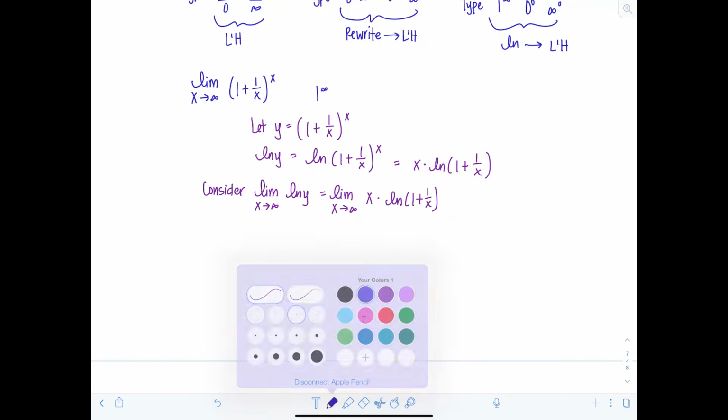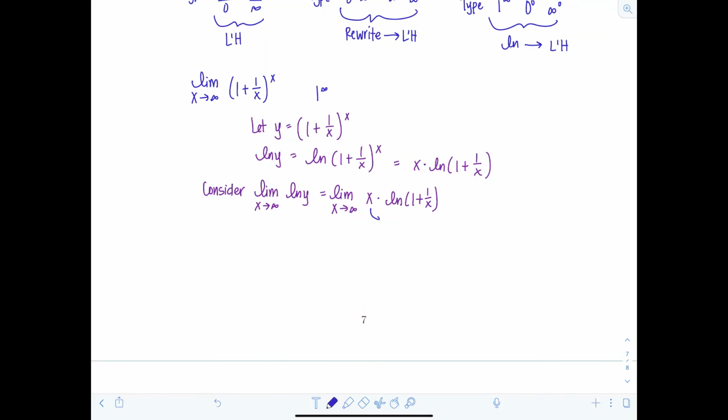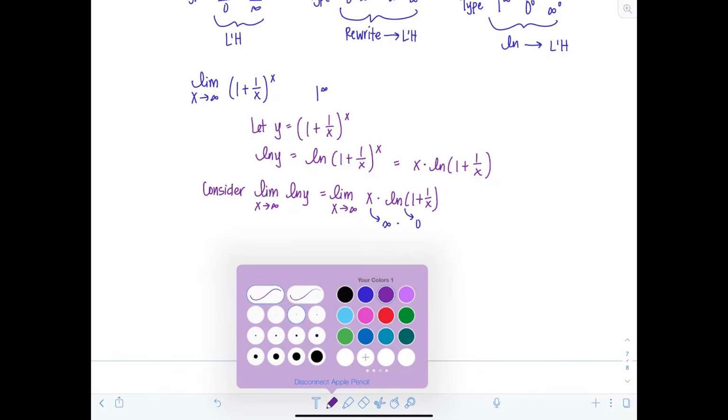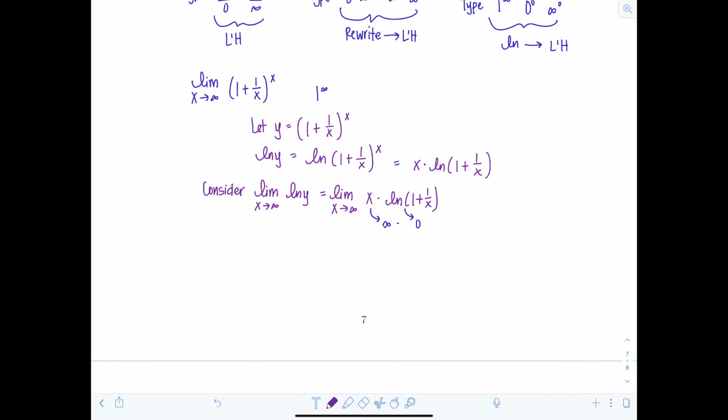And now I have an indeterminate form of the type infinity times ln of 1, which is 0. But this I can easily rewrite, so I can apply L'Hopital's rule. I'm going to just simply put the x in the denominator as 1 over x. So I'm going to rewrite this now as the limit as x approaches infinity of the natural log of 1 plus 1 over x over 1 over x.